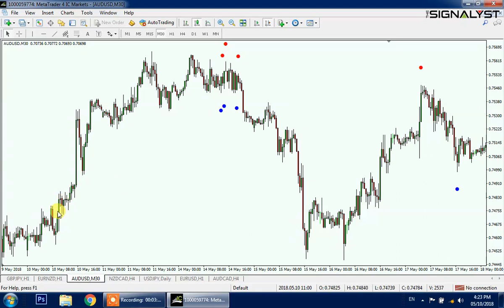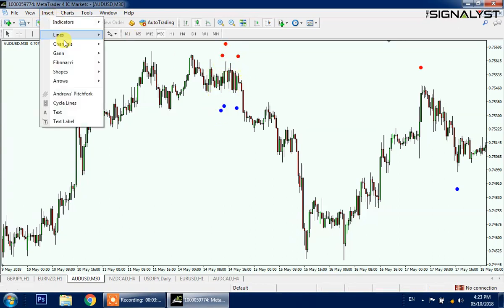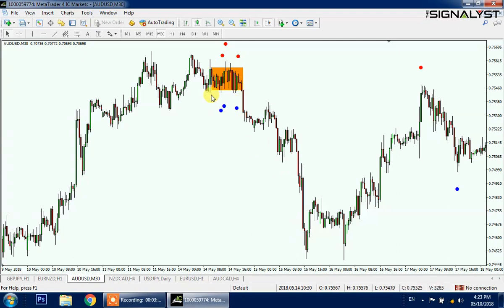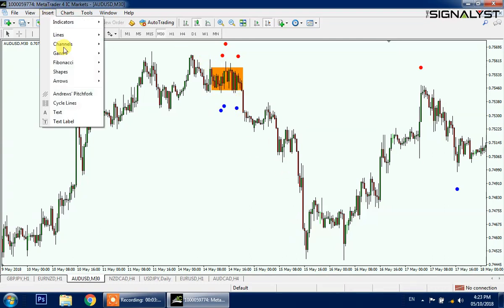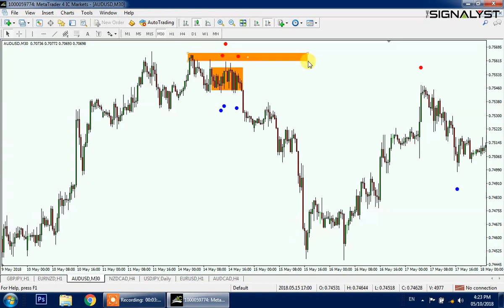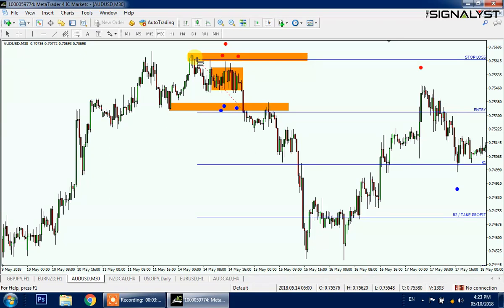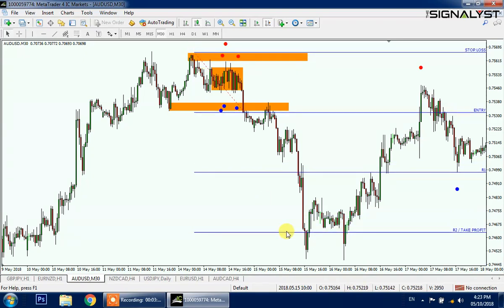AUD USD M30, price was making very big swings and then starts to make very small ones. 1, 2, 3, 4, we can draw our zone already. Here we have our zone. We look left to identify our major swings. Here we have one, the upper one, and here is a lower one. Our entry would be the break, a candle close below or above the swing. Our entry would be here. Our stop loss would be above the range, and we always target a 2-to-1 risk reward ratio. Our entry, our stop loss, and 1, 2.